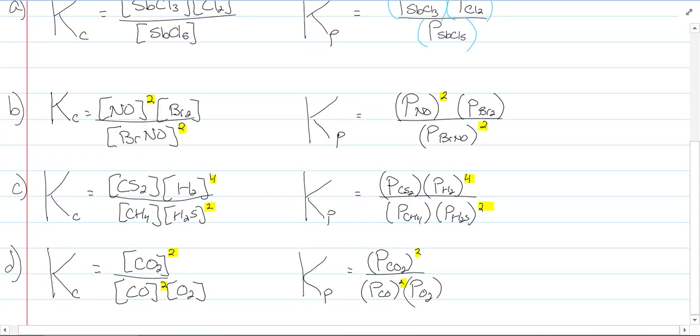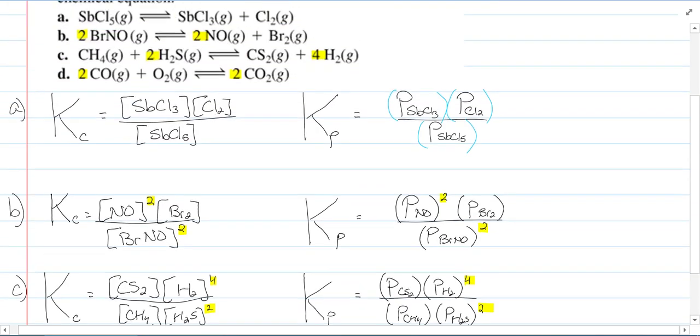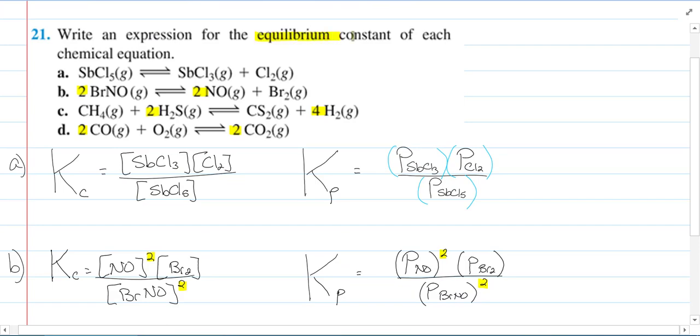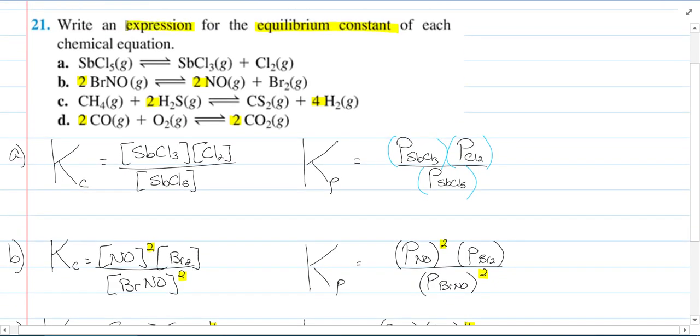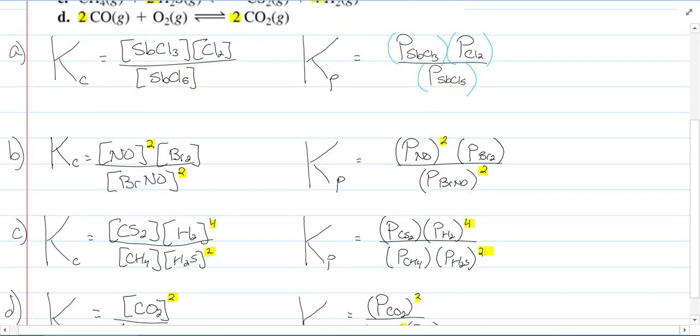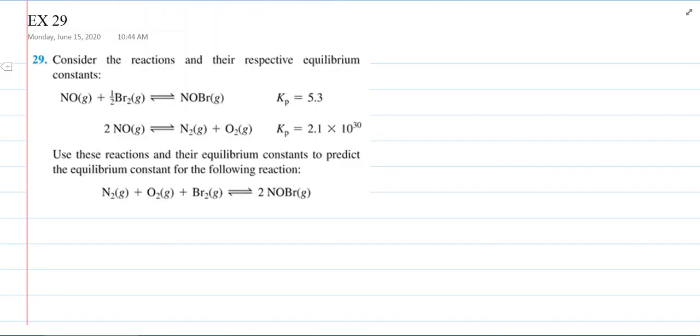But Kc, Kp, that's the equilibrium constant expression. So when we talk about equilibrium constant expression, as it has here, that's all I'm looking for in 21. That's it. So let's look at 29 now.